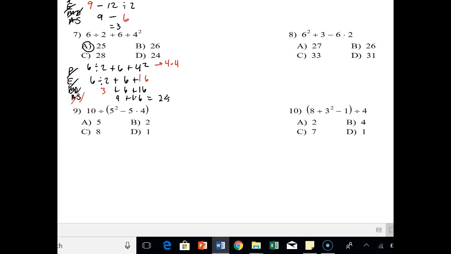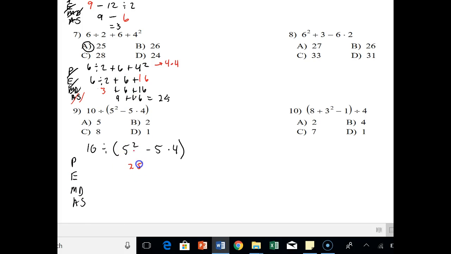And lastly, number 9. It's the most involved one. We're going to 10 divided by parentheses 5 squared minus 5 times 4. So even within the parentheses, order of operations happens. So parentheses tells me to, hey, do this first. But now, wait, what am I going to do first in the parentheses? Well, it's within the parentheses, exponents, multiply, divide, add, or subtract. So I got to do my exponents first.